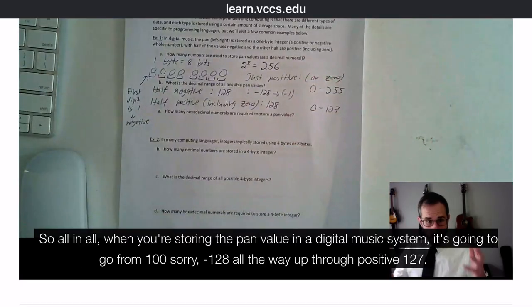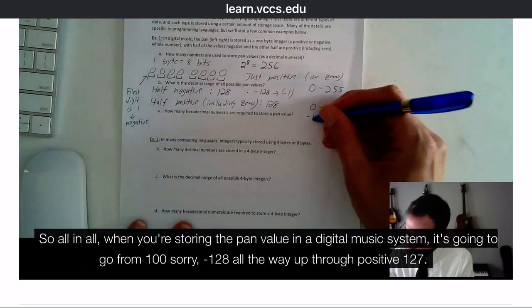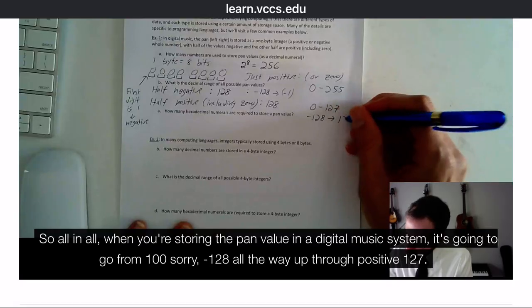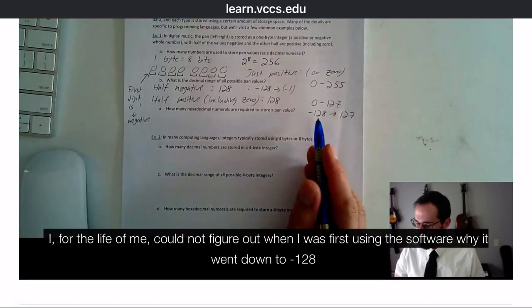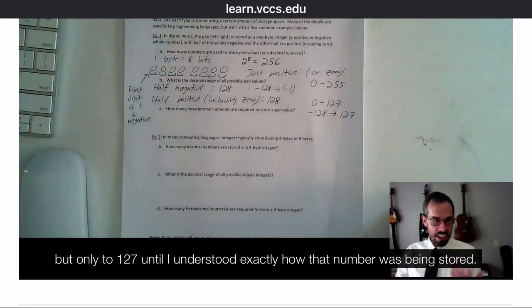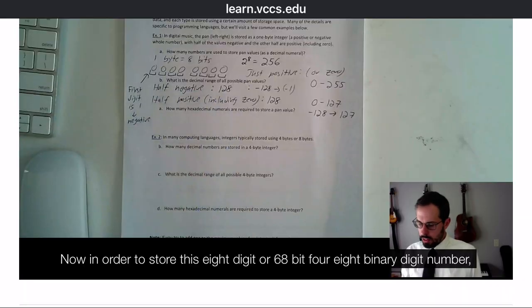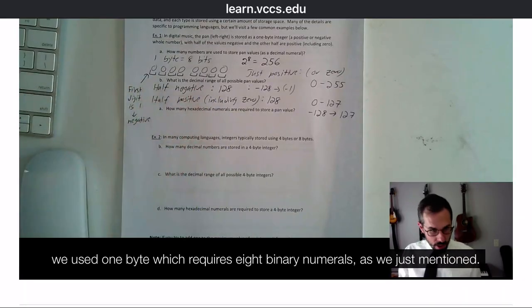So all in all, when you're storing the pan value in a digital music system, it's going to go from negative 128 all the way up through positive 127. I, for the life of me, could not figure out when I was first using the software why it went down to negative 128, but only to 127, until I understood exactly how that number was being stored. Now, in order to store this 8-bit or 8 binary digit number, we use 1 byte, which requires 8 binary numerals, as we just mentioned.